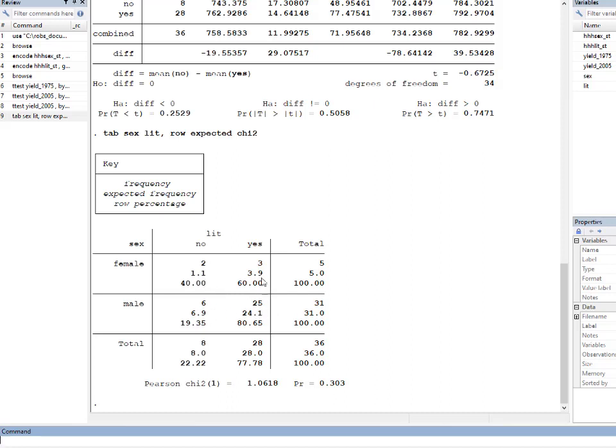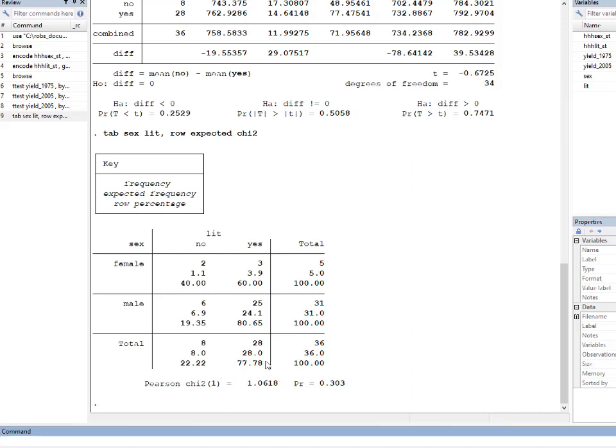And this is done by saying, okay, let's work. If you take the no and yes literacy, overall we've got 22.2% and 77.8% is the no and yes. Let's apply those percentages to the total number of men and women. So to the 5 females, let's put 22% here and 77% here instead of 40 and 60. And same for the 31 males. Let's split them up according to these percentages. So the percentages are even across this way.